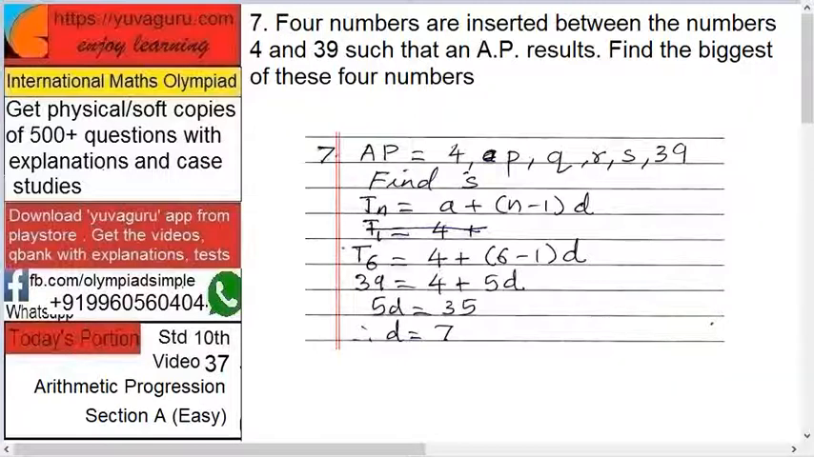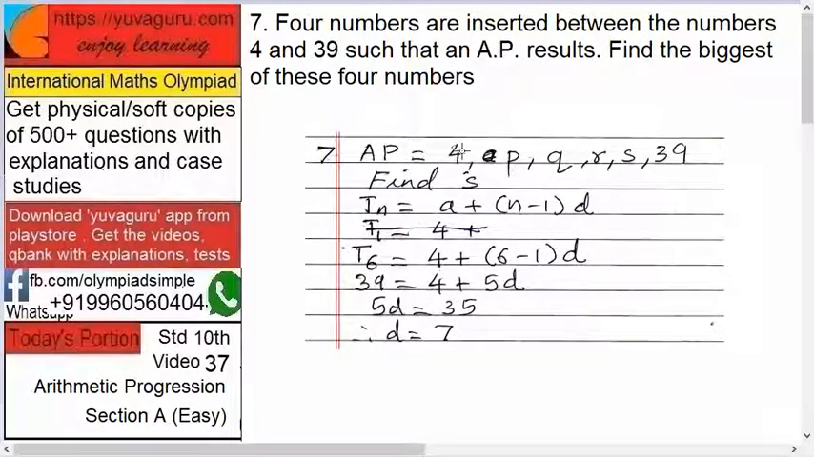Let's start. Four numbers are inserted between the numbers 4 and 39 such that an AP results. Find the biggest of the four numbers. Means what? 4 and 39. 4 is the first term and 39 is the last term, and in between some four numbers are inserted which form an AP. Means all these together form an AP.